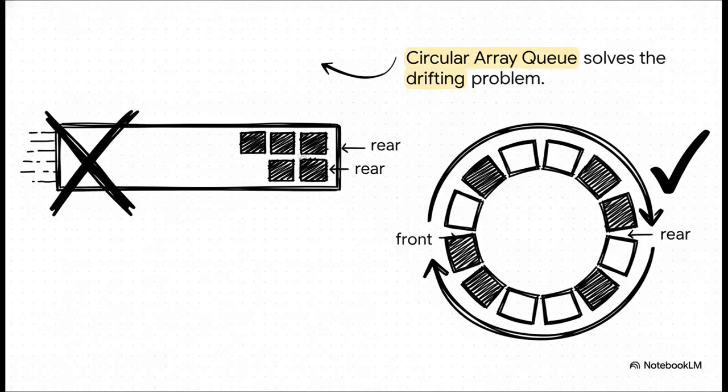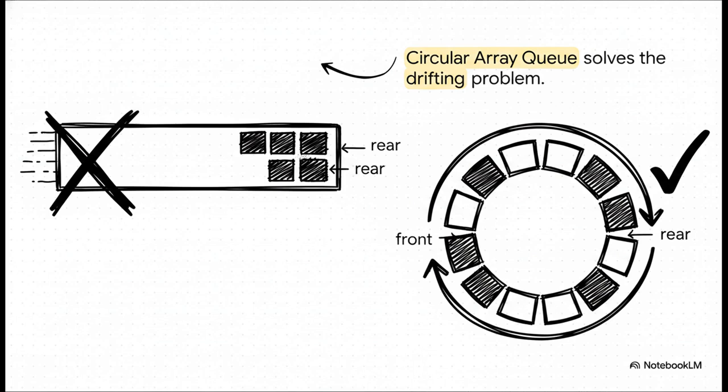But arrays get a little tricky when we talk about queues. See, if we add data to the rear and remove it from the front, over time, the whole queue kind of drifts toward the end of the array. Eventually, you hit a literal wall and run out of space, even if the front of the array is totally empty. We call this the drifting queue problem.